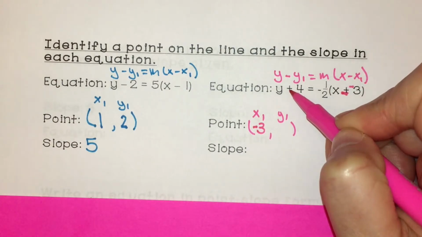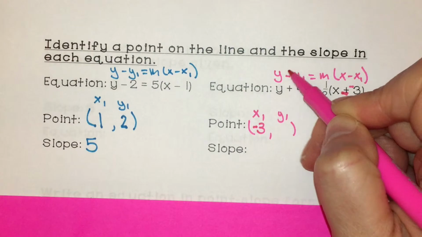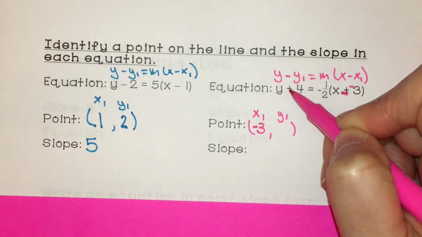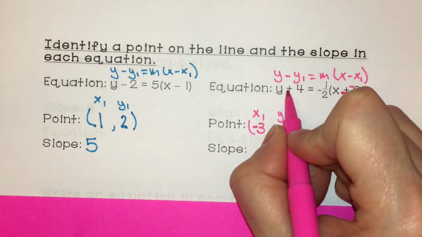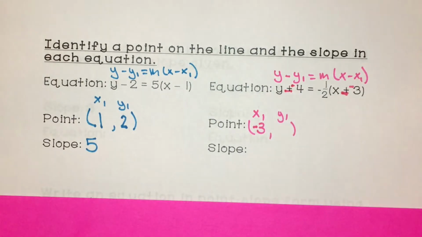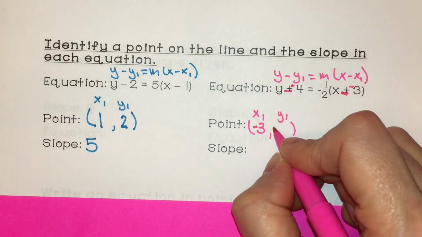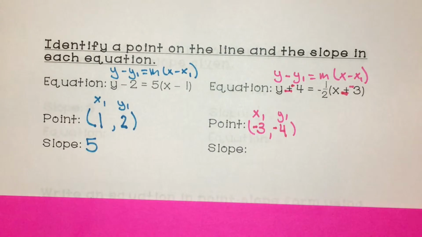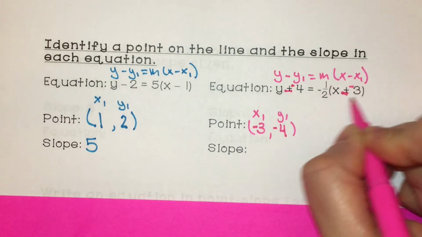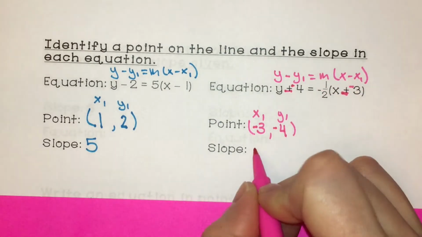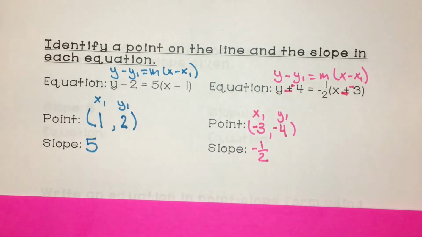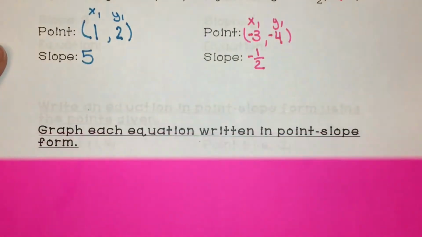Again, I have plus here. The only way for it to have originally been subtraction and now it's addition is if it had been minus negative 4. So I know my y value is negative 4. My slope, which is just multiplied by the x values over here, is negative 1/2. Okay, so that one was pretty simple.